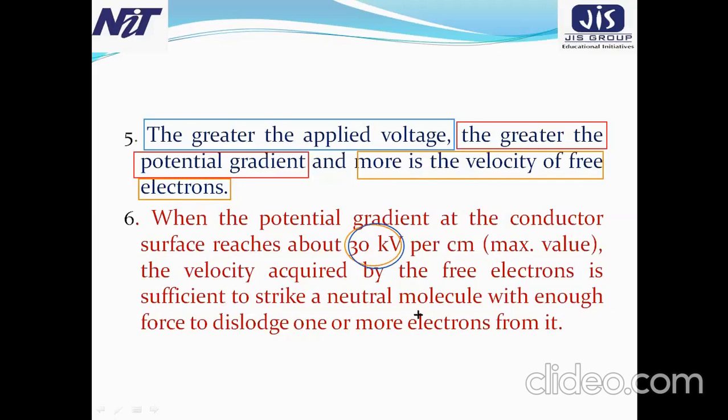Then what will happen? For that reason, the velocity acquired by the free electrons is sufficient to strike the neutral molecule with enough force.